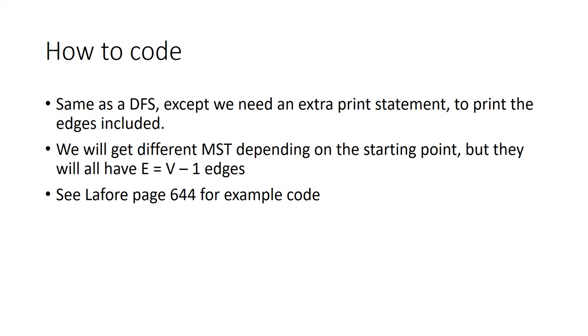So we pick a vertex, however we'd like, could be randomly, and then we simply start running a depth first search, and as we find connections, we just print them out, and we end up with the set of edges needed for a particular MST. So that's all there is to the minimal spanning tree.